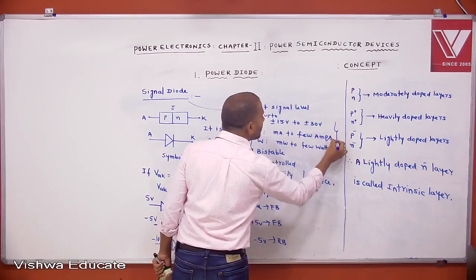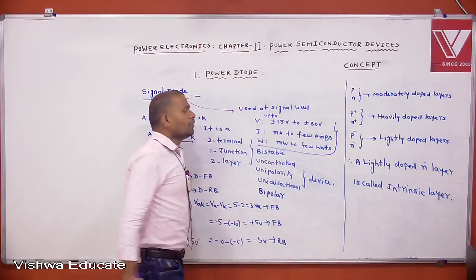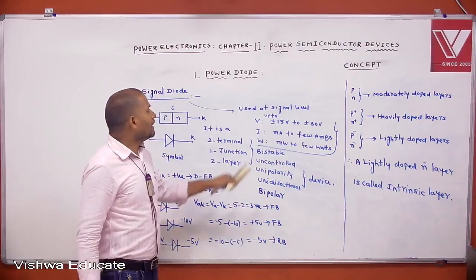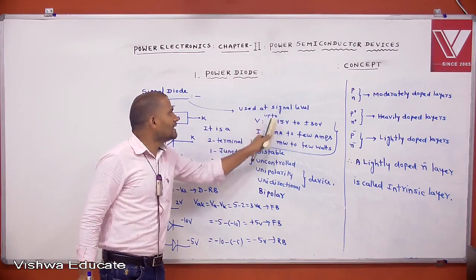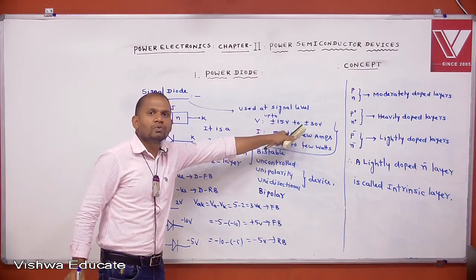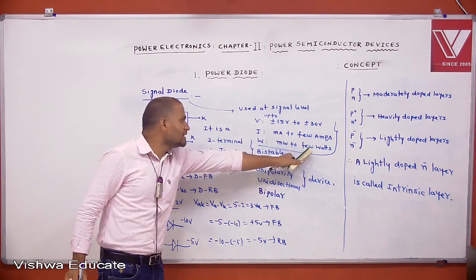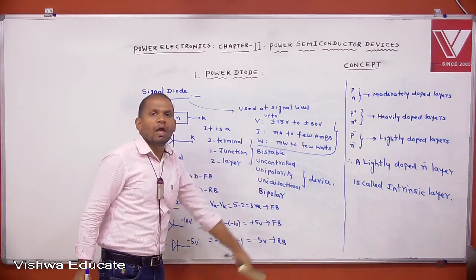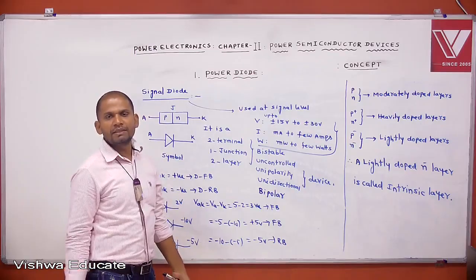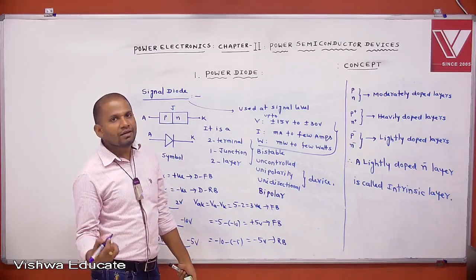That is nothing but the range of voltage, current and power. The name is given as signal level. Signal level means maximum we can use up to 30 volts. Only small wattage is preferable. Current of only a few amperes is preferable. That is the name given as a signal diode.